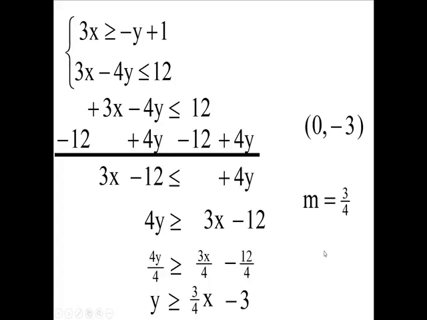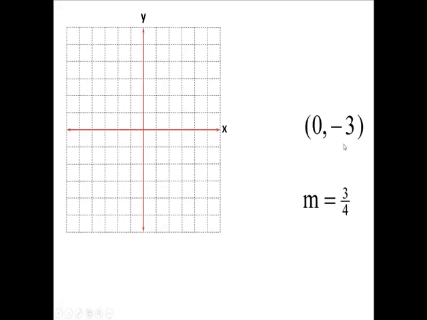We're going to graph this now. The point was 0, minus 3. 1, 2, 3. And we're going up 3 and over 4. It's a plus slope, so I'm going upward and to the right. Up 1, 2, 3. Go over 1, 2, 3, 4. Draw a point. Go down 3 and go over 4. Okay? And then draw your line.